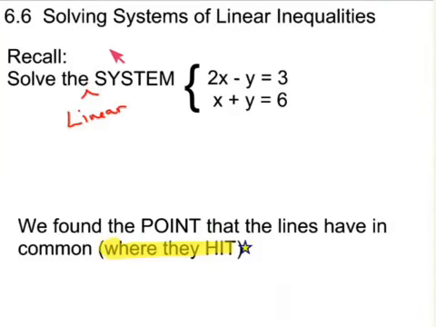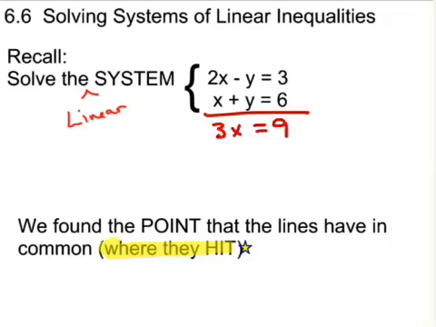Alright, if you got the hang of the last section, 6.5, where you were graphing the linear inequalities, then you should have no trouble with 6.6. Remember, when you graph these inequalities, you end up with a shaded region. Now let's first solve this system. If you remember what we did here, there's a couple different ways. You could do it graphically or you could add them up.